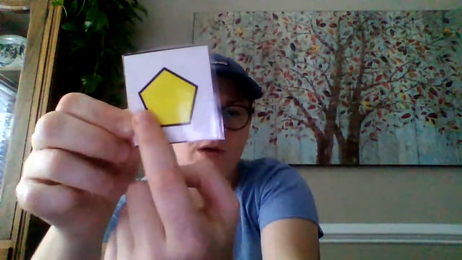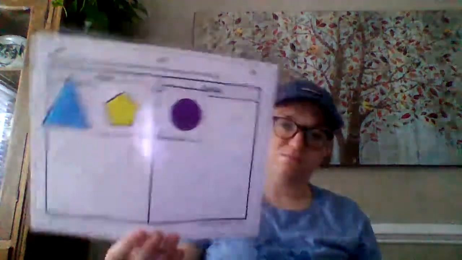What about this shape? What is this shape? Let's count our sides and see if we can figure it out. 1, 2, 3, 4, 5. Five-sided shape. This shape is a pentagon. Is this a flat shape or a solid shape? You're correct. It's a flat shape. So we'll put that with our triangle.